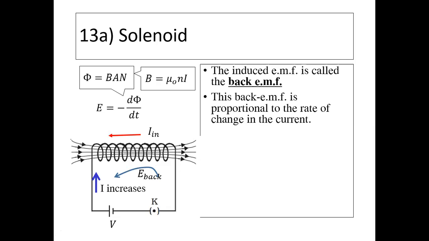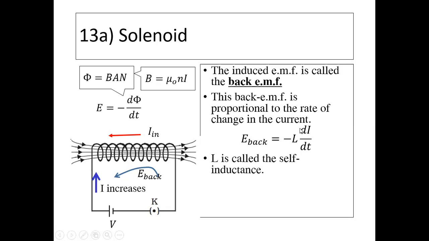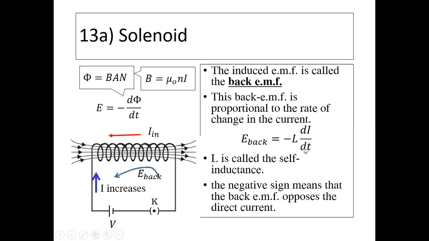And this back EMF, E, is proportional to the rate of change of current. Right? As I said, we can derive using this formula and show that. We can do it experimentally, or we can show it by hooking this B into here, which we are going to do next week, and then derive that equation. Or we can show experimentally that E back is proportional to a quantity L, a constant called self-inductance, and the rate of change of current. The negative sign always means that the back EMF opposes the direct current, or the back EMF opposes the supply voltage. That's the supply voltage.